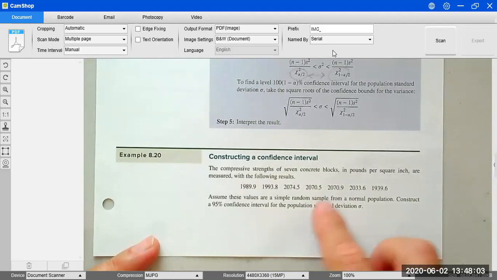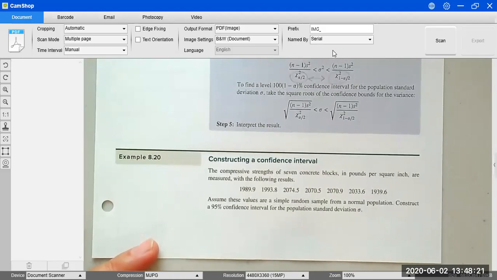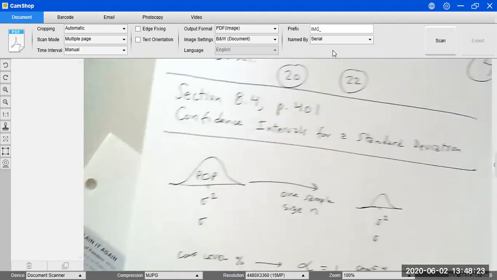So we're going to use a data set. Sometimes you're going to be given the standard deviation of the sample directly, so you don't need to compute the standard deviation of the sample or the variance. Sometimes you're going to be given the data set, so you need to process the data set in order to get the variance of the sample or the standard deviation of the sample.